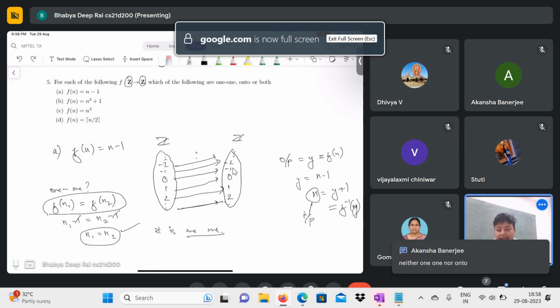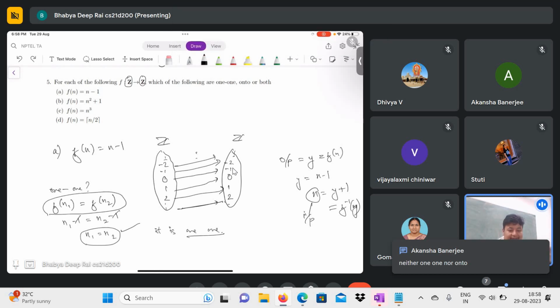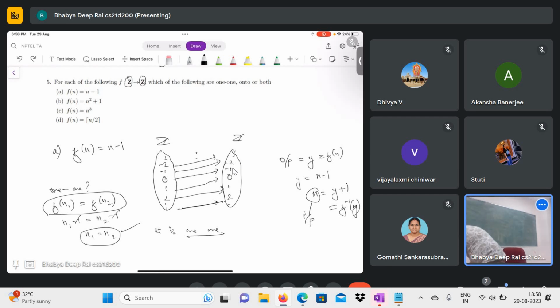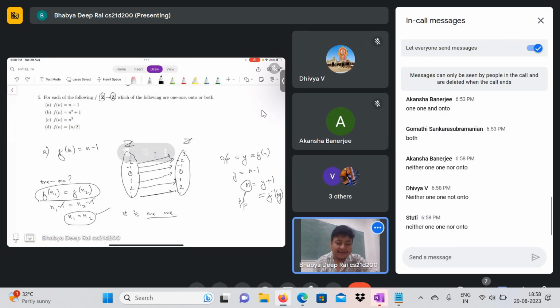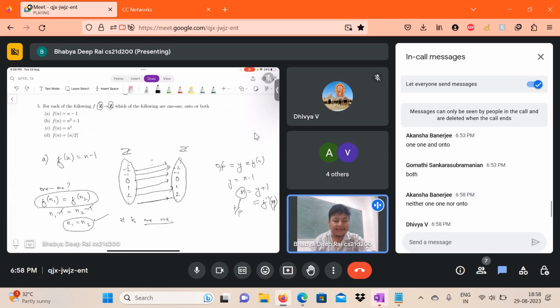Can you try part B, whether f of n? Okay, Akanksha says neither 1 1 nor 1 2. That was quick. Just 1 moment, I'll charge my laptop. Yeah, Divya also says neither 1 1 nor 1 2. And another student also says neither 1 1 nor 1 2. Good. Okay, we have 3 people saying that.